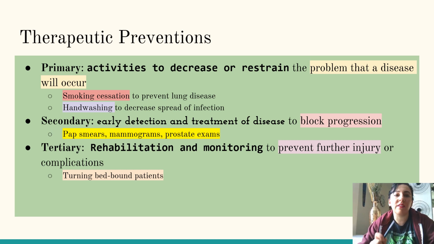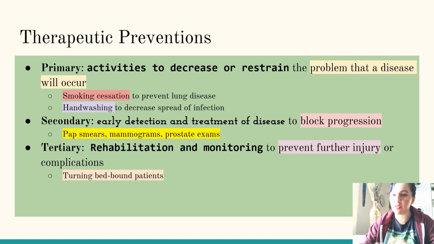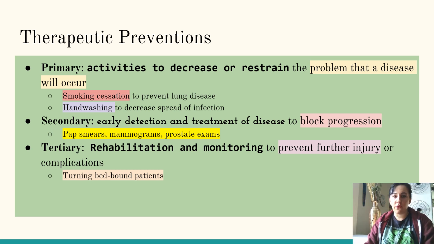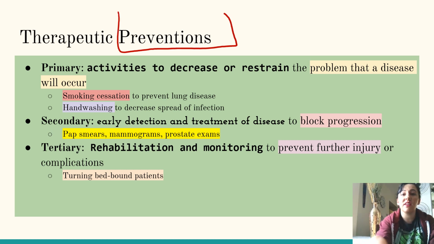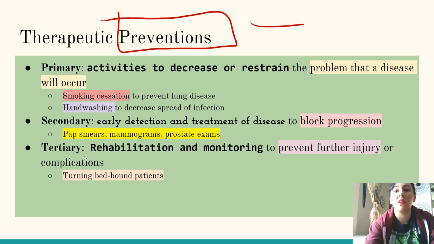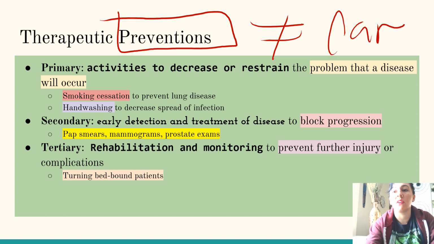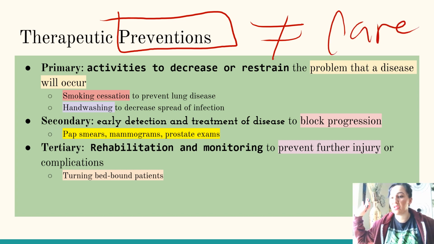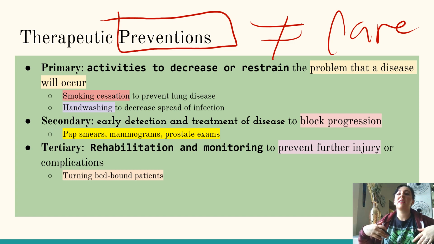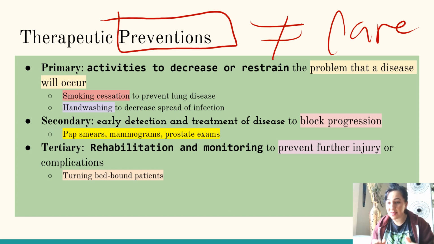Moving on. There are three different types of prevention, or different levels of prevention. First we're going to look at primary. Also, do not get the different levels of prevention mixed up with care. They're completely different. Just don't get them mixed up. Please do not. People do that all the time. Let's not get prevention mixed up with care.